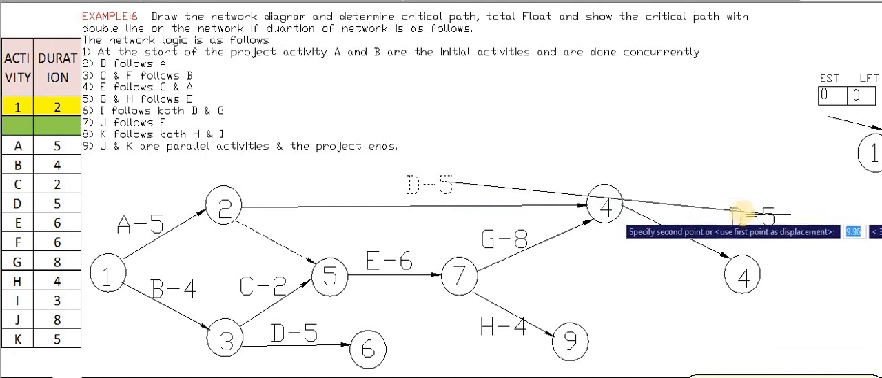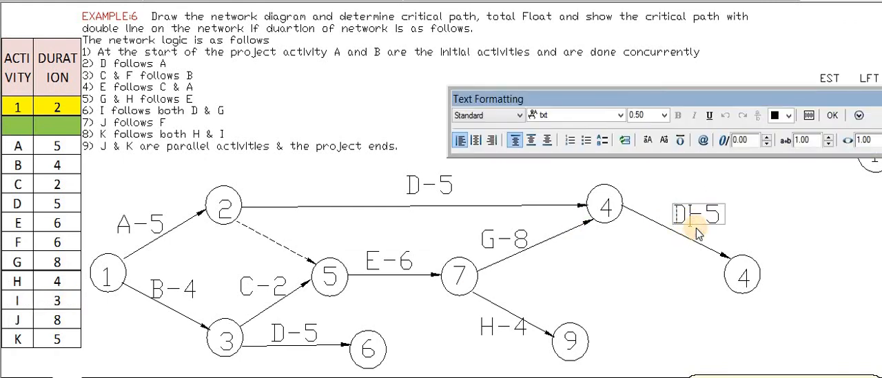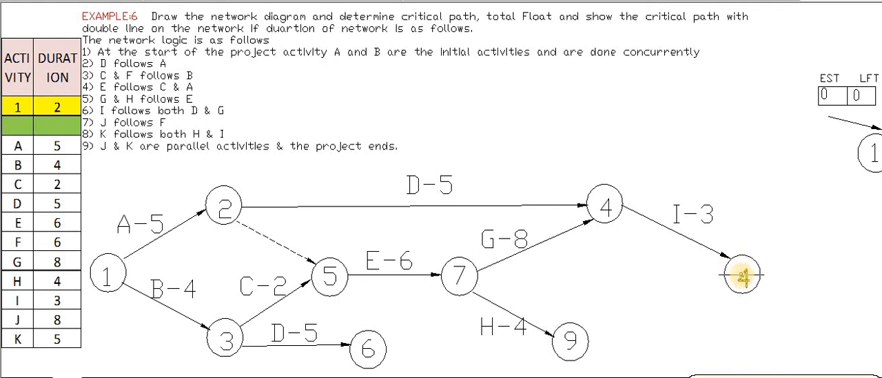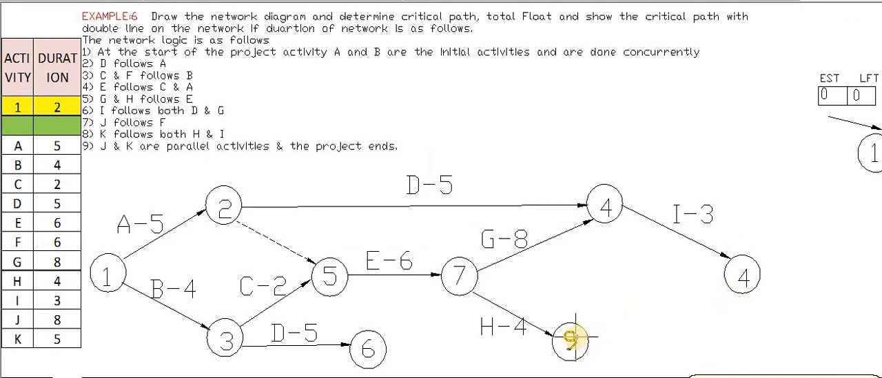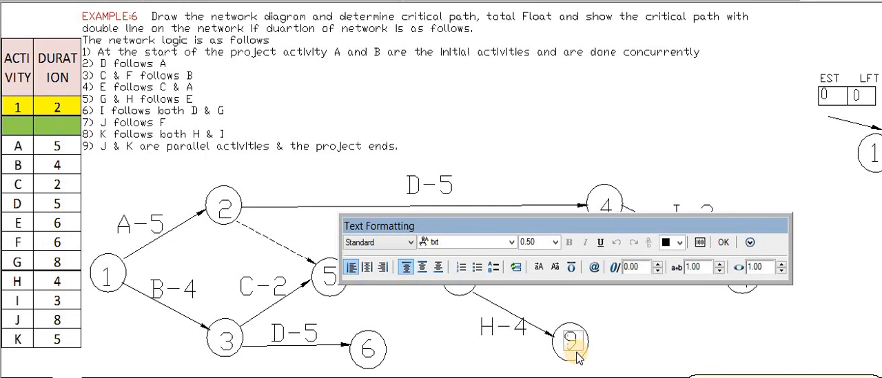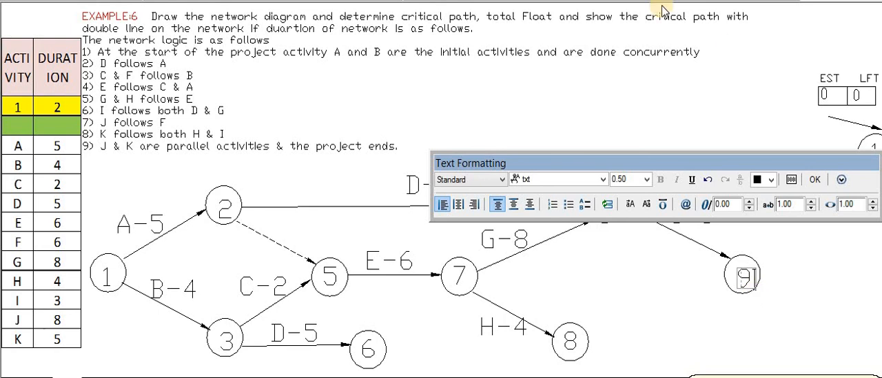What about the duration for I? I duration has been given as 3. So here we will give the name I, and the duration is 3. And we will give this number as 5, 6, 7, and this as 8, and this as 9.